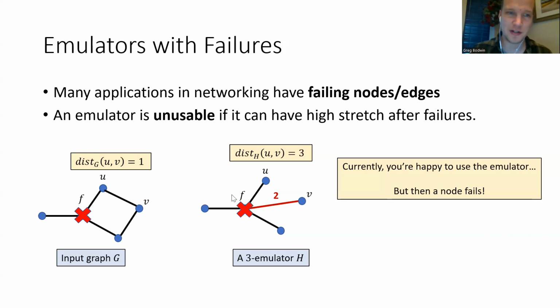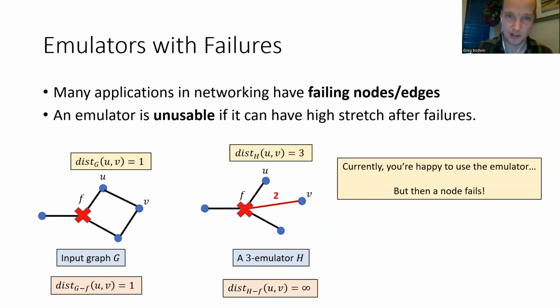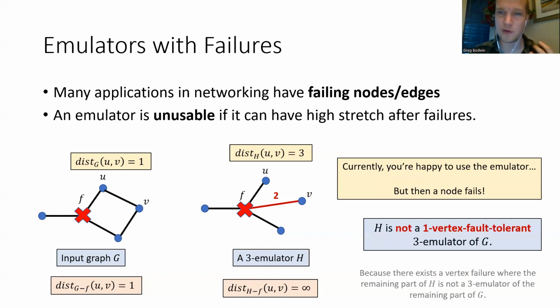However, let's now imagine that this node fails. This node named F goes down temporarily. So now the distance between U and V in the original graph is still 1, but the distance between U and V in the emulator is now infinity, because as long as this node has failed, it's just disconnected. So suddenly, if you need to be concerned about these failures, you really regret using the emulator, because these two nodes that used to be able to talk to each other now can't talk to each other at all, and that's not worth it.